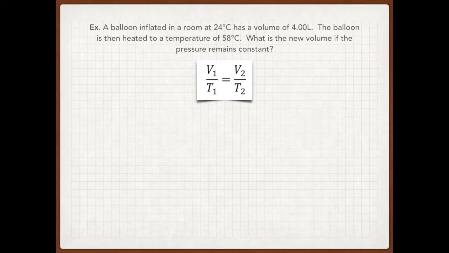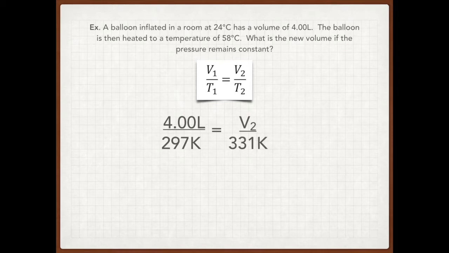To convert from Celsius to Kelvin, I need to take my Celsius temperature and add 273 to that. So I'm going to put 4.00 liters on top, and 24, which is my T1, plus 273 gives me 297. That equals my V2, which I don't know, so I'm going to put V2 there, over T2. Well, I need to take 58 degrees and add 273 to that, so you would get 331. Now I need to cross multiply.